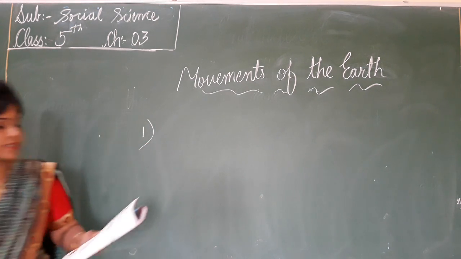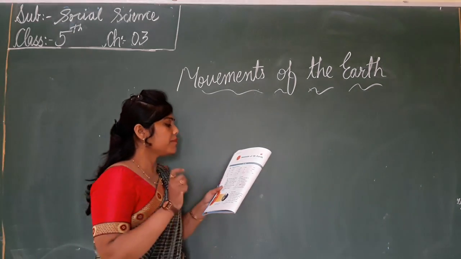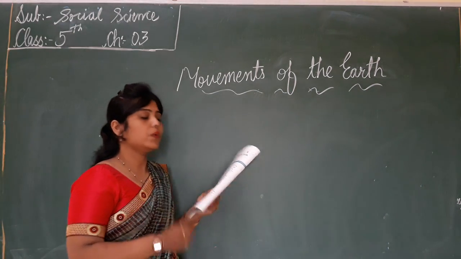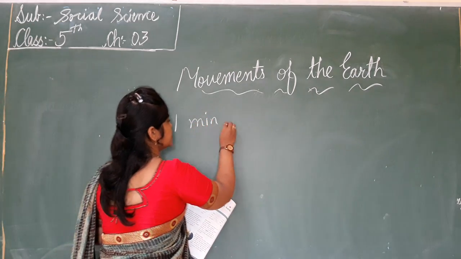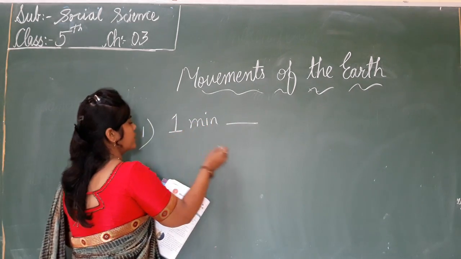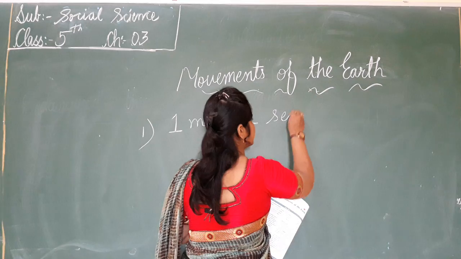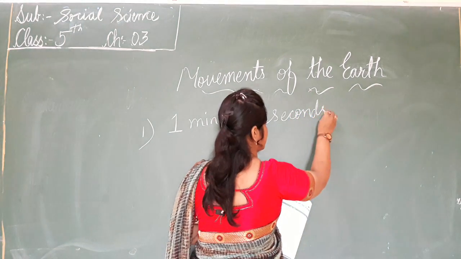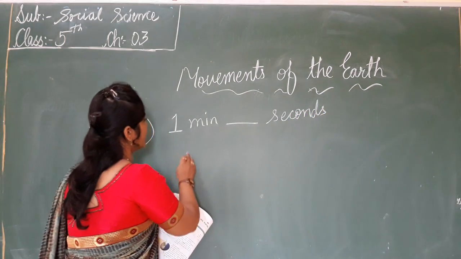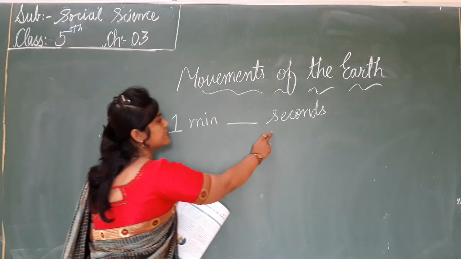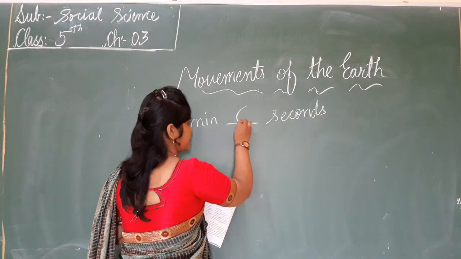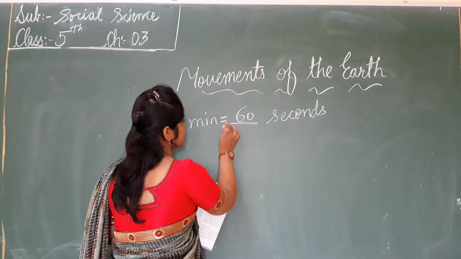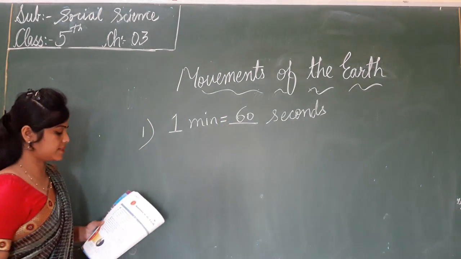The first is: 1 minute equals dash seconds. So in 1 minute, how many seconds are there? 1 minute is equal to 60 seconds.